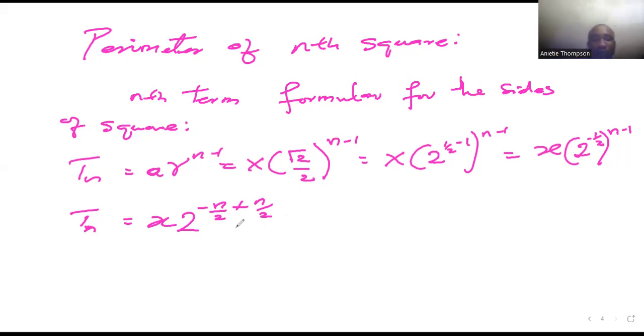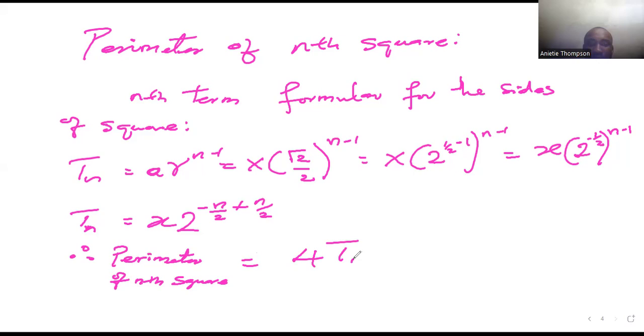Okay, all right, so that is the n-term formula. So perimeter, therefore, perimeter of n square must be equal to 4 times Tn. So that means 4 into x, 2 raised to the power of, I can write n all over 2 first.